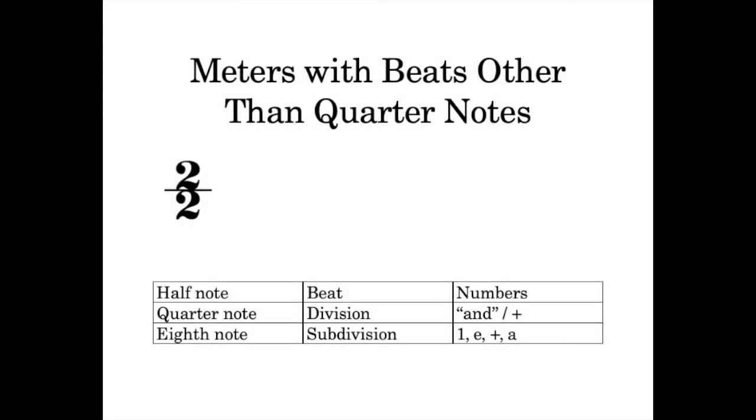Meters that use beat values other than quarter notes. The same principles can be used for time signatures that don't use the quarter note for the beat. For example, in 2/2 time, the half note gets the beat, the quarter note is the division, the eighth note is the subdivision. So we would count numbers for half note beats and for quarter note divisions, and we would count 1 e and a for the eighth note subdivisions, since there are 4 eighth notes per half note beat.